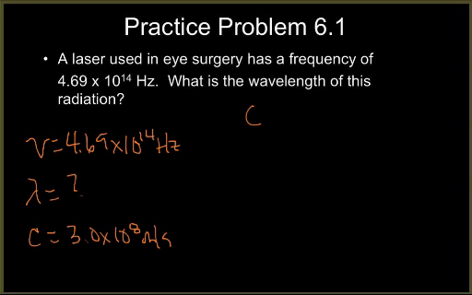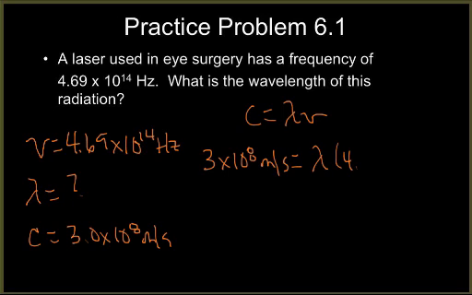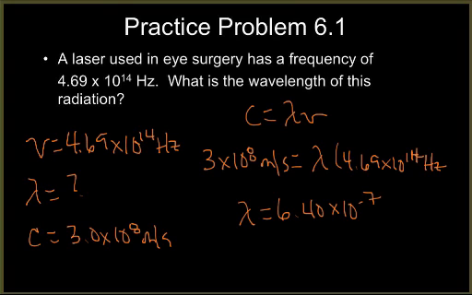Okay, so I'm going to use my same formula. C equals lambda nu. I have my speed, 3 times 10 to the 8th meters per second. Lambda is what I'm solving for this time. I have 4.69 times 10 to the 14 hertz. I solve for wavelength, and this gives me 6.40 times 10 to the negative 7th meters, because this hertz cancels out the 1 over seconds, so I'm left with meters.